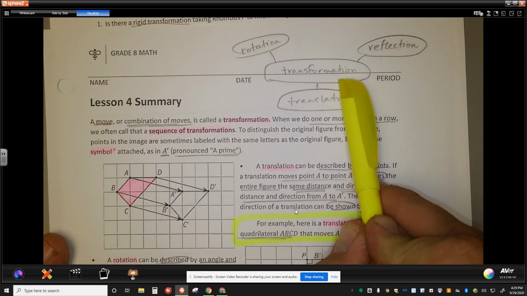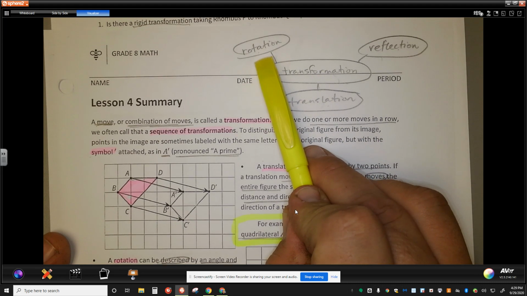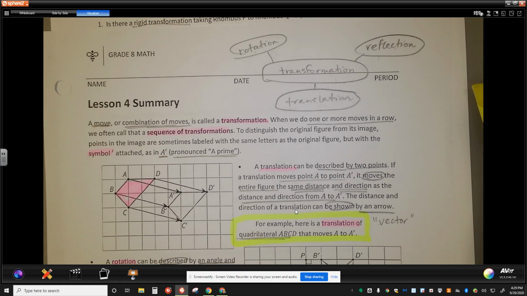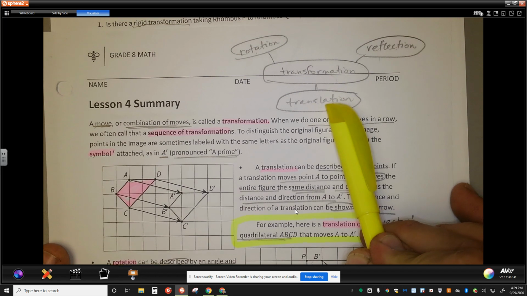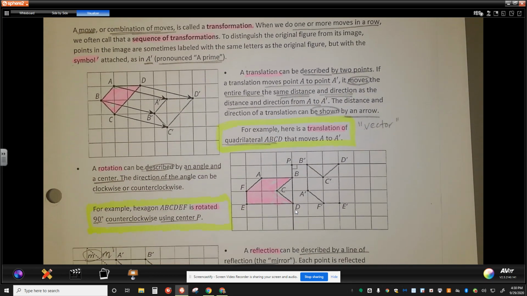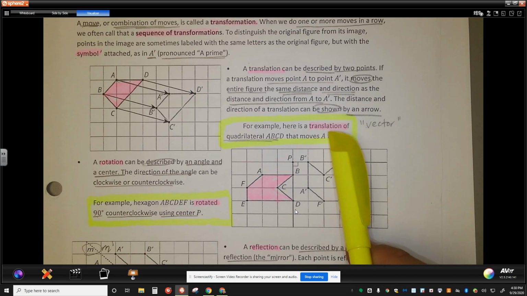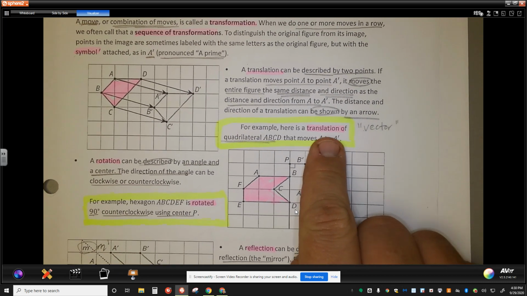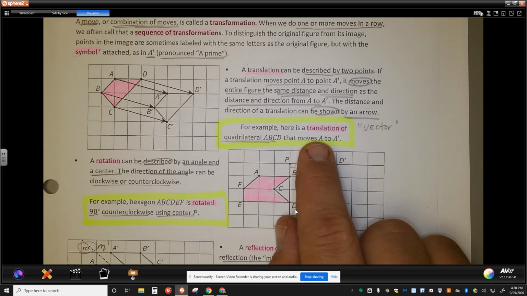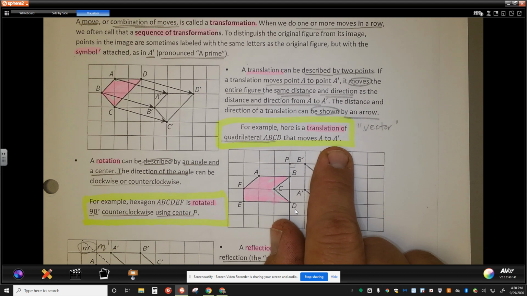The only moves that happen in transformation are rotation, reflection, translation. Not flip, not turn, not slide, not move, not transition. Only these 3. And as we talk about those 3, they have to be spoken of in very specific directions. As we talk about them, every single translation has to be named, the figure that's being moved has to be named, and it has to move from one point to another.